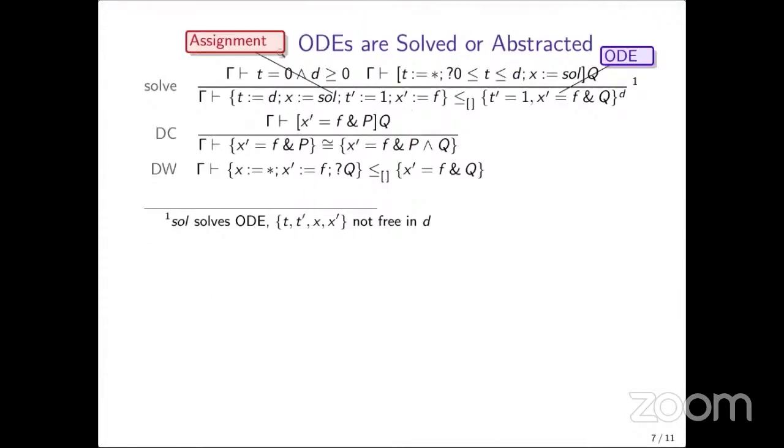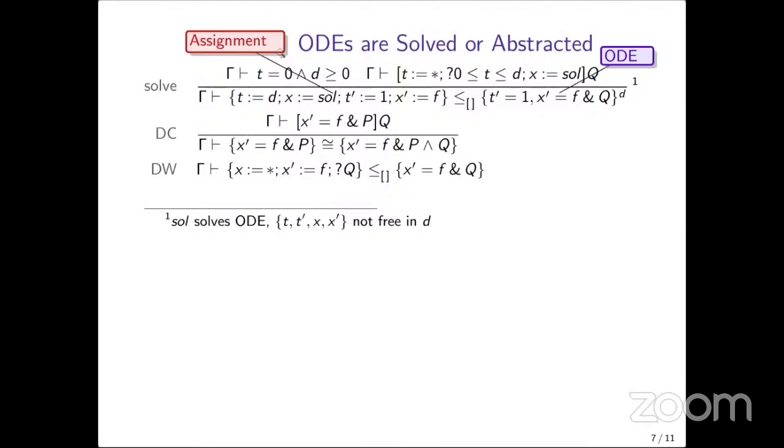How do we refine differential equations? Feel free to skim these rules, but they are insightful. If Angel is controlling a differential equation, and there is a simple solution for that equation, then we can actually turn this angelic continuous game into a discrete deterministic system. We could set the time to our chosen duration d, we could set x to our solution, and just set the derivatives to follow the equation.